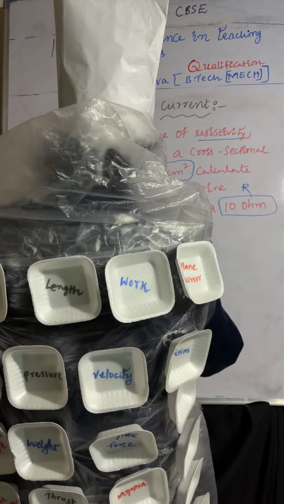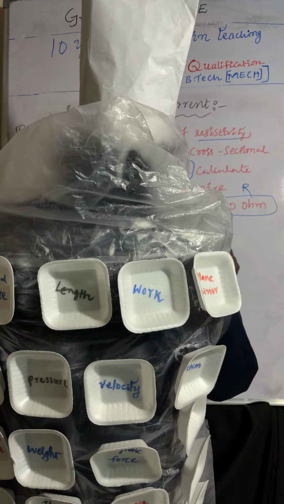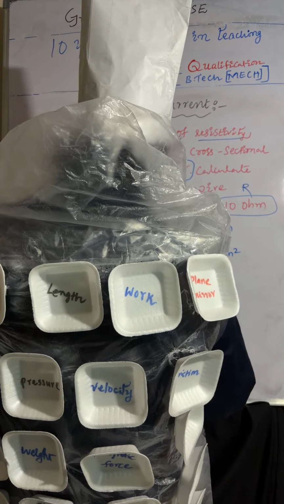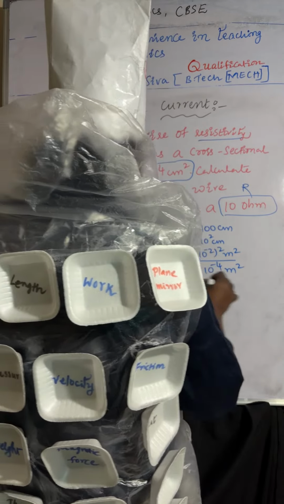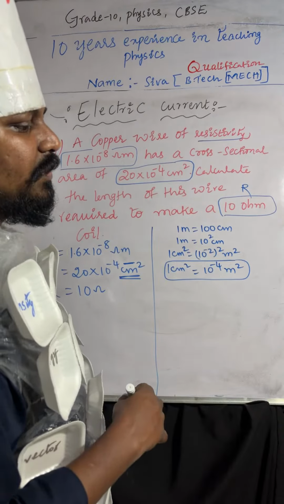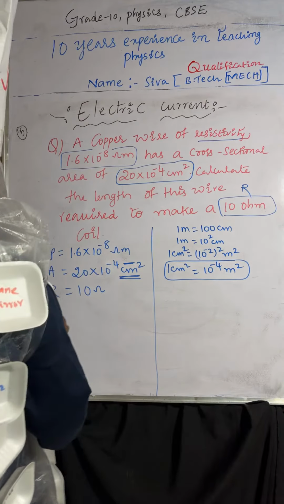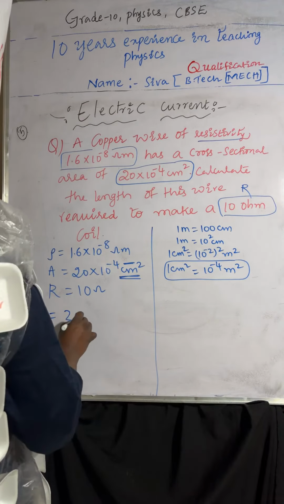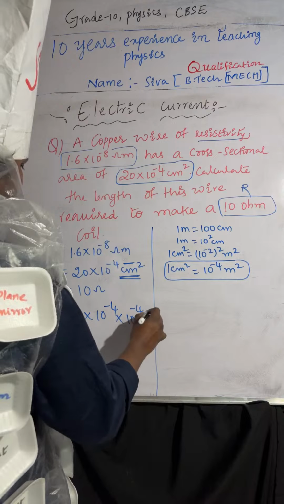So the area of cross section is given in centimeters. 1 meter equal to 100 centimeter. 1 centimeter equal to 10 power minus 2 meter, whole square. So 1 centimeter square equal to 10 power minus 4 meter square. Then area equal to 20 into 10 power minus 4 into 10 power minus 4 meter square.